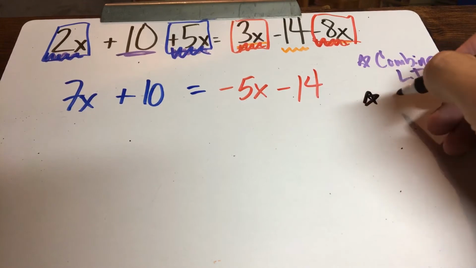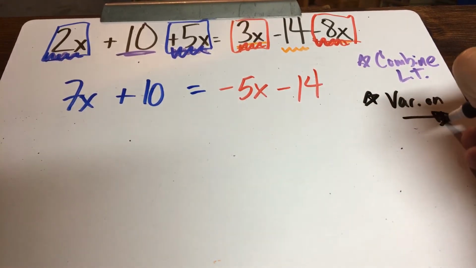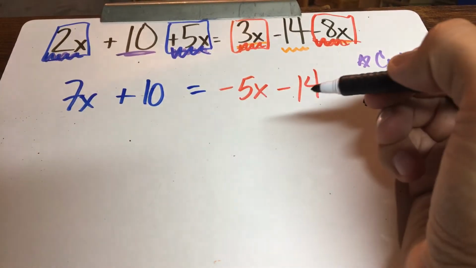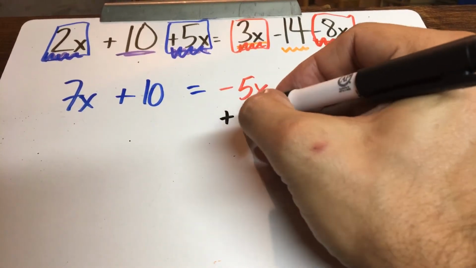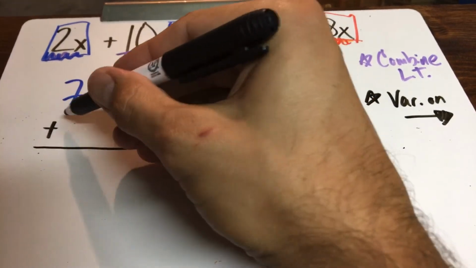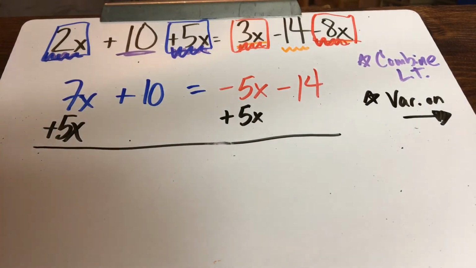But I want to do the variable on the right-hand side of the equal sign. This one right here. I want to undo that. I'm not used to having variables over there. So instead of minus 5x, I want to do plus 5x. That is going to cancel out on the right-hand side. And so if I've added that to the right-hand side of the problem, I need to add it to the left-hand side of the problem.